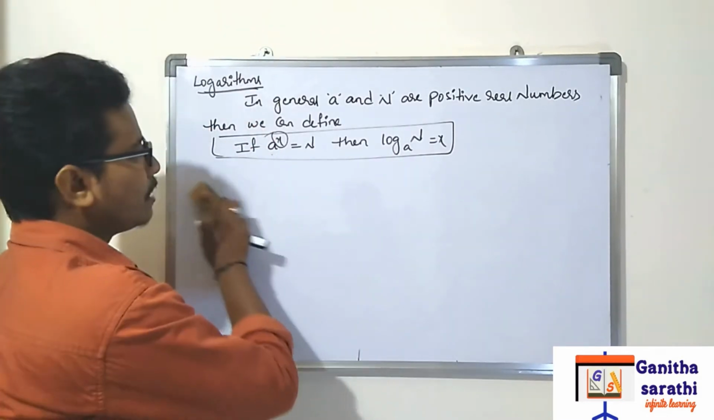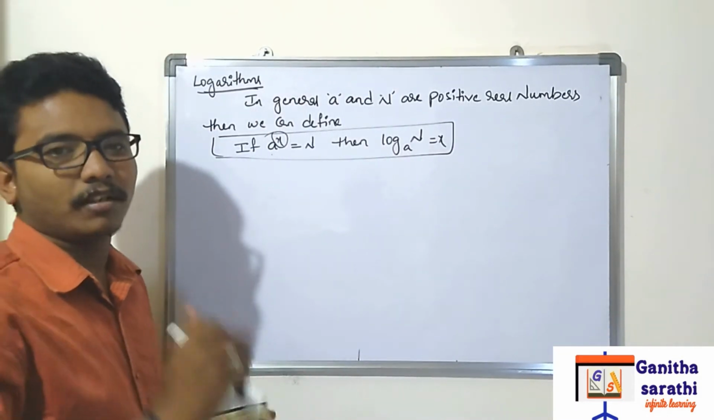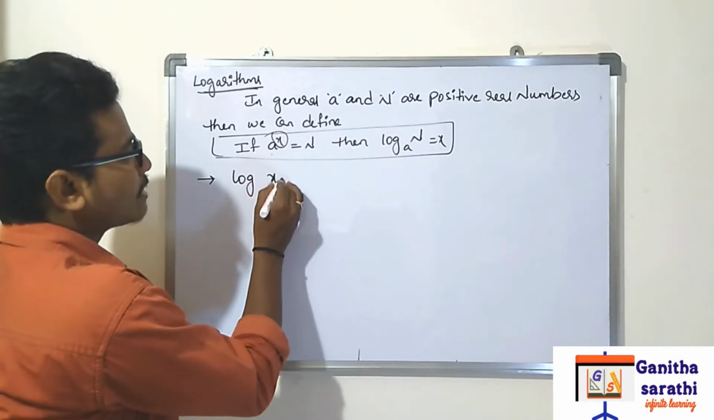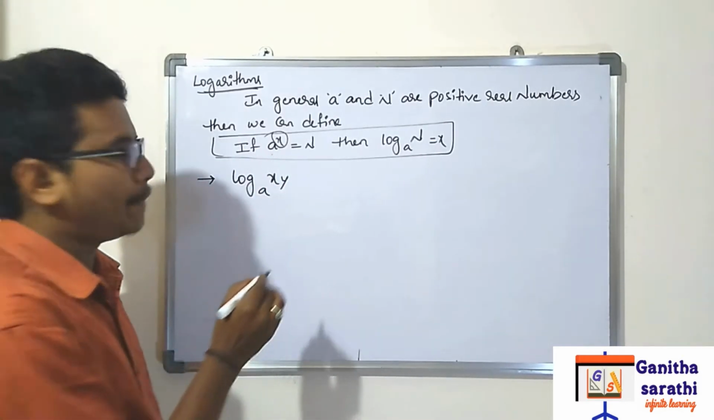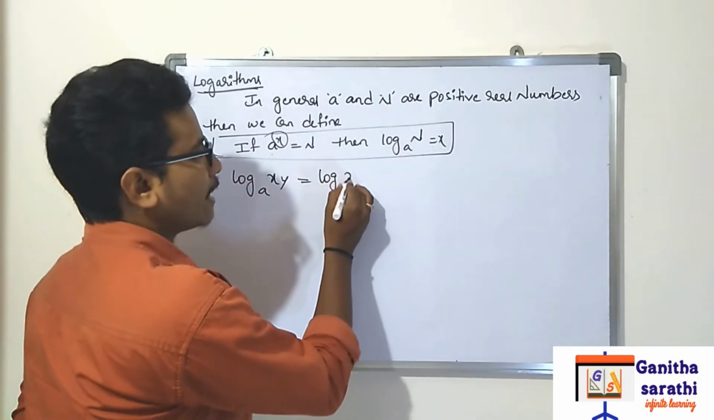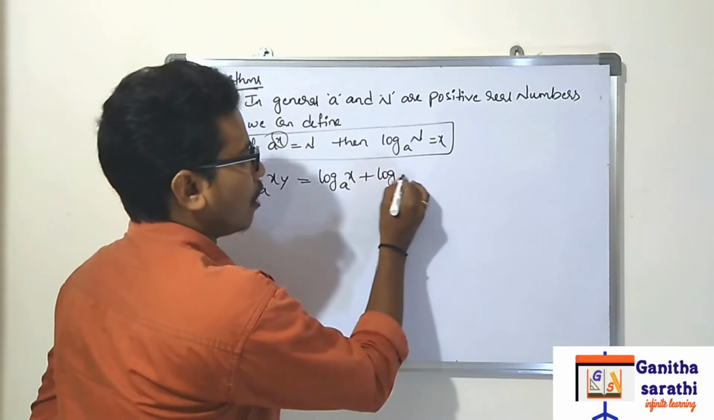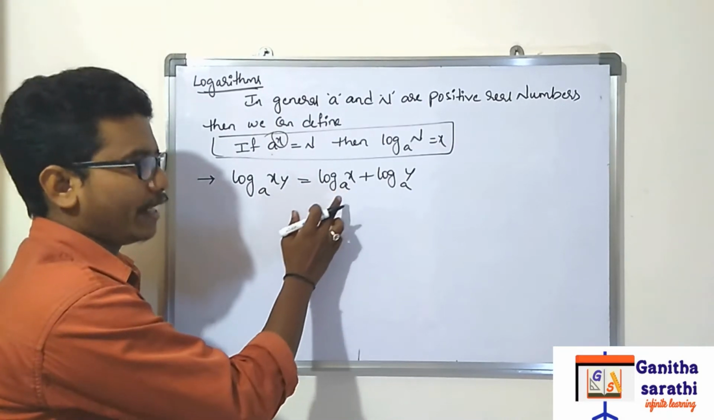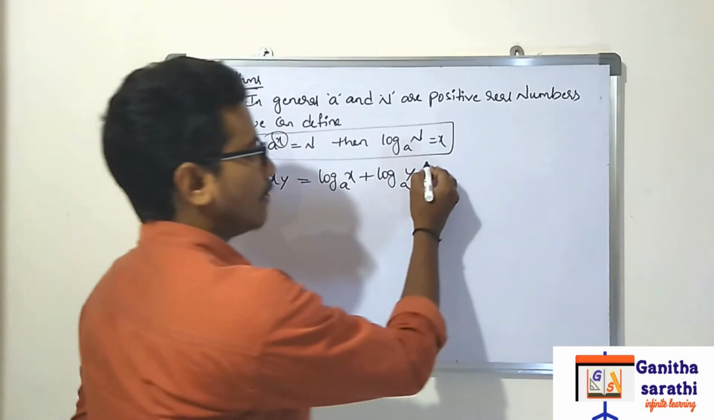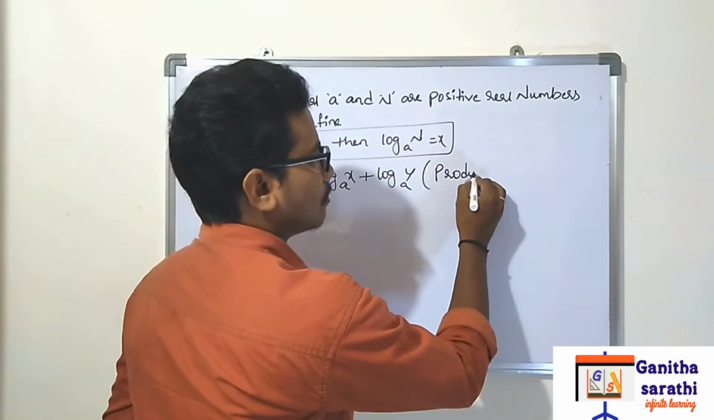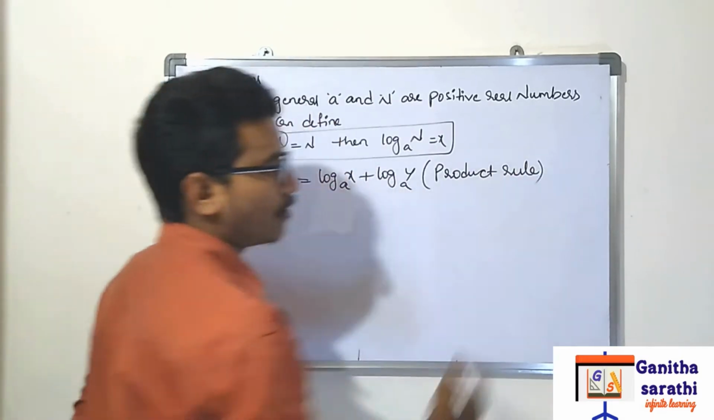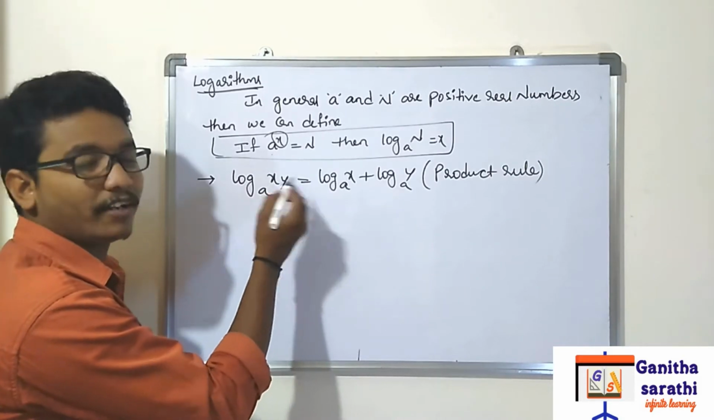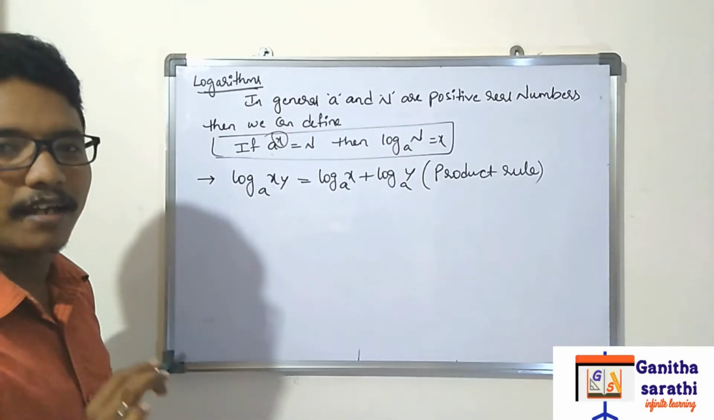Now we will see some laws of logarithms. Log x into y base a is equal to log x base a plus log y base a. We call this the product rule. Why are we calling it the product rule? Because x into y, we are doing multiplication, which means product, right? So it is called the product rule.